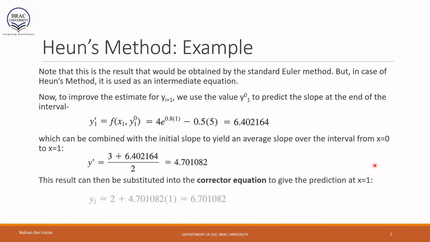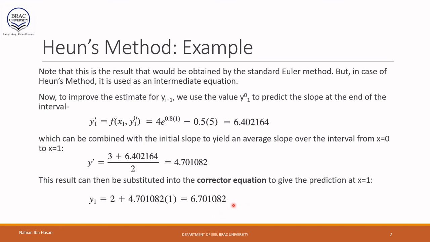Now we are going to use the corrector equation. Inside the corrector equation we are going to replace the slope with this average value, that means 4.701082. And now we got the final result, the corrected result, to be 6.701082. So this is the first corrected result. That means at iteration 1 of Heun's method we just got the corrected result to be this.